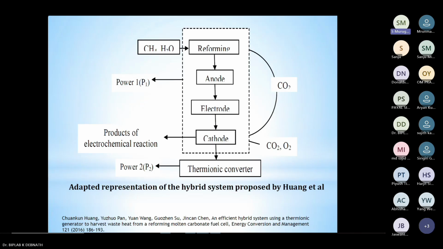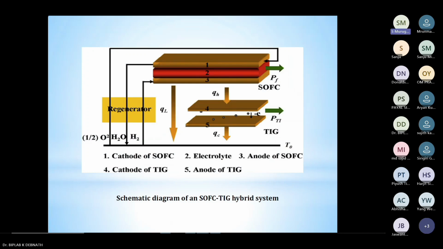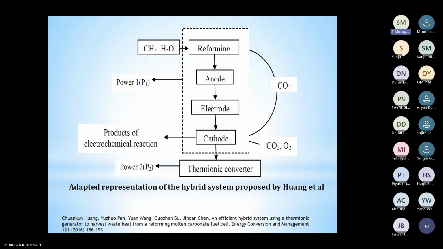Here I'm just showing an illustration of how a thermionic converter is coupled with the fuel cell. We have the anode and cathode, and in between them the electrolyte. Then a reformer is there. That reformer, of course, reforms the fuel which is fed into the anode. And on the cathode side, the thermionic converter is combined. Next, please. Previous one. So the thermionic converter is shown here in this slide. Next, please.